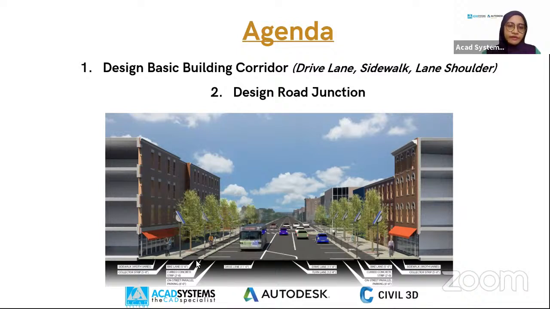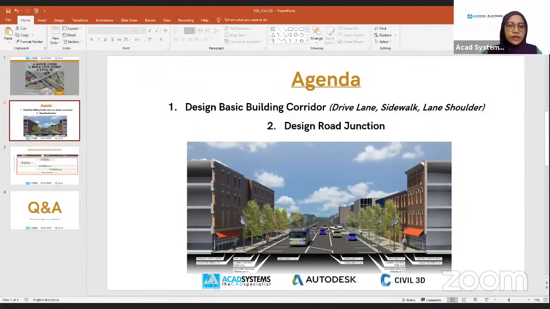All right, so this is the drive lane, and then we're going to also add the sidewalk and the lane shoulder. Let me open my Civil 3D. What I have here is the 2D drawing for my road, my street design. Inside this, I have two driveways, the first one and the second one. This is the lane to separate the driveways. And over here, this is the bus stop.